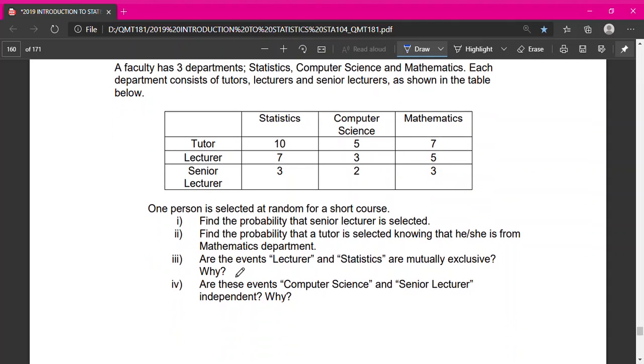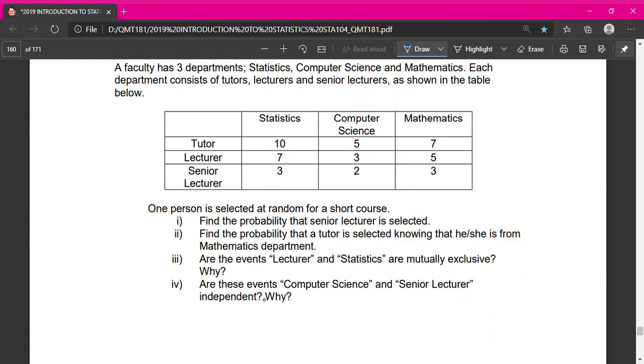A faculty has 3 departments, statistics, computer science dan mathematics. Each department consists of tutor, lecturer dan senior lecturer as shown in the table. One person is selected at random for a short course. Find the probability that a senior lecturer is selected. Dia tak bagi tahu senior lecturer tu daripada bidang mana. Just dia bagi tahu nak cari probability of the senior lecturer sahaja.